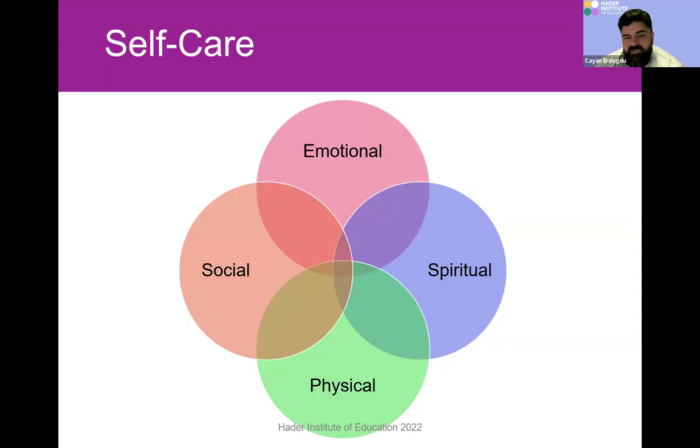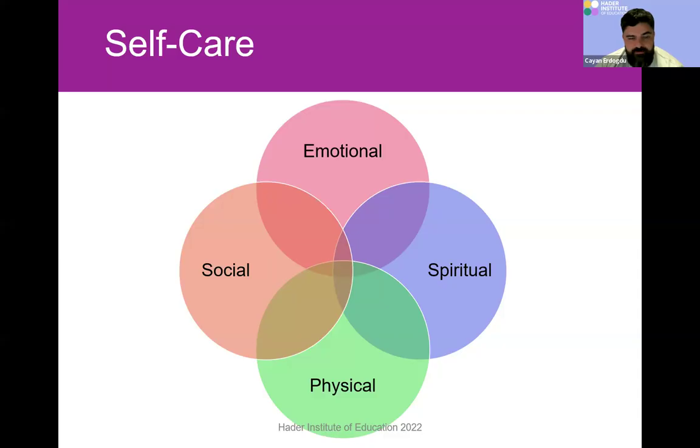Next, social. Social self-care is about fostering meaningful relationships and creating a strong support network. So spending time with family and friends, connecting with colleagues, or even participating in a group activity helps build a sense of community and in turn will reduce feelings of isolation.